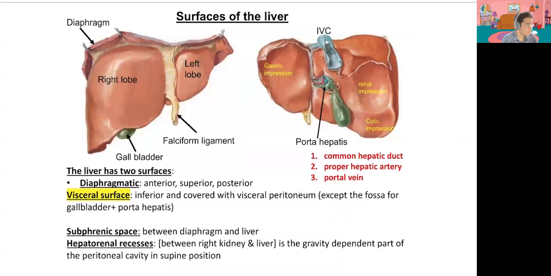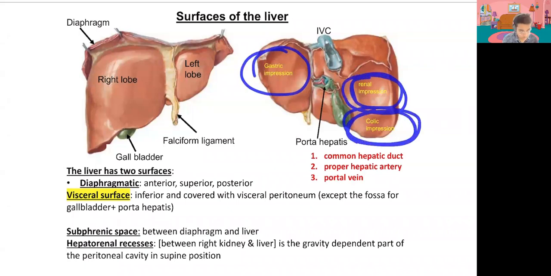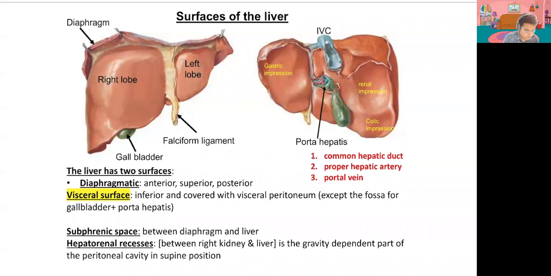Okay, surfaces of the liver. Essentially two things we got from this: there is a gastric impression where the stomach basically just leaves an indentation, there's a renal one, and then there's the colic impression. But what do they ask you about the porta hepatis? You need to just know that the common hepatic duct, the proper hepatic artery, and the portal vein are all components of this porta hepatis. Okay, everything else is basically superfluous information, not inflammation.